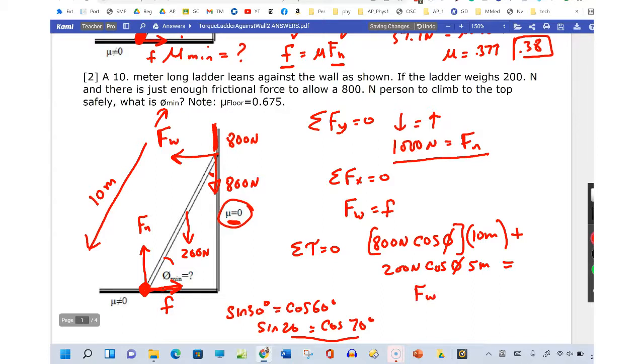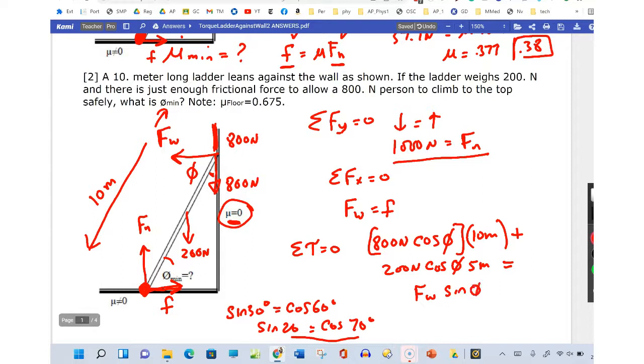Now, this is also 53. Oops, my bad. It's not 53. Think about the other problem. This is theta, the theta we're given. So FW sine theta times the moment arm, 10 meters. That is the only torque in that direction. So that's terrific because, okay, so let's clean this up.